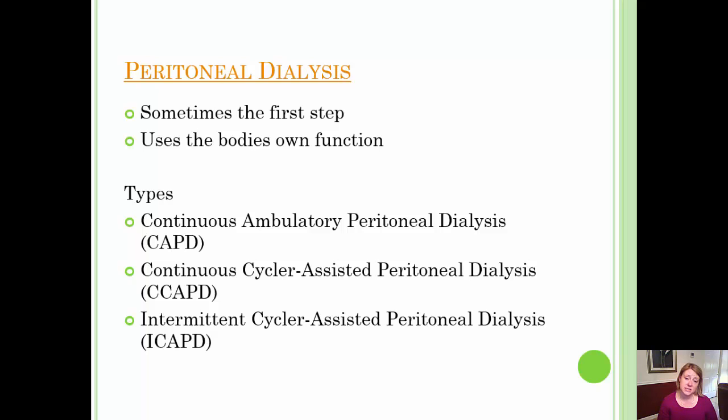Intermittent cycler-assisted peritoneal dialysis is exactly the same, except it allows the fluid to dwell for a certain period of time before it drains it out. So the machine will instill the fluid into the peritoneal cavity. It will dwell for a certain amount of time, and then that effluent or dirty dialysate will be removed by the machine pump.